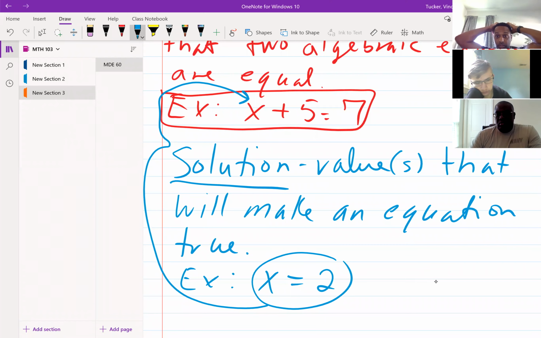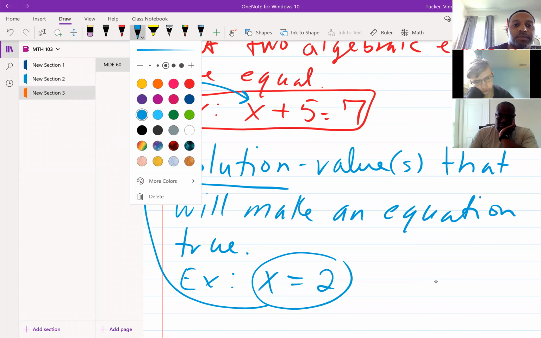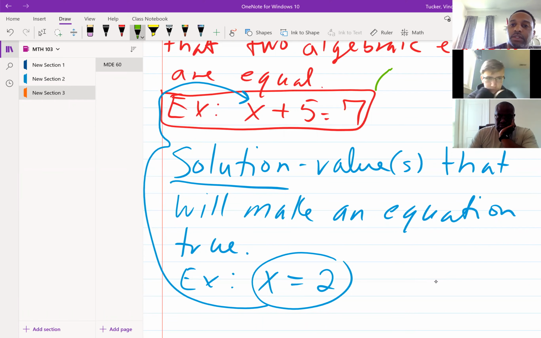So a solution is going to be a value or values depending on the complexity of the problem. You can have more than one solution, but in our case, in this section, you're only going to have one solution. But a value or values that will make an equation true. So whenever you're looking at an equation and you want to solve for that equation, you should be asking yourself the question, when is this true?